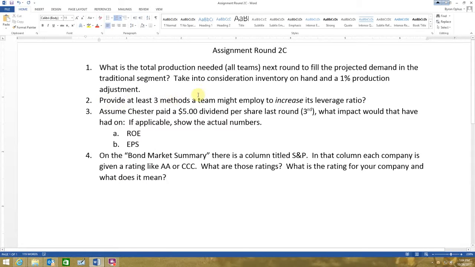3, assume Chester paid a $5 dividend per share. Okay, last round or the third round. I'm sorry, that should be the second round. I'm screwed up here.